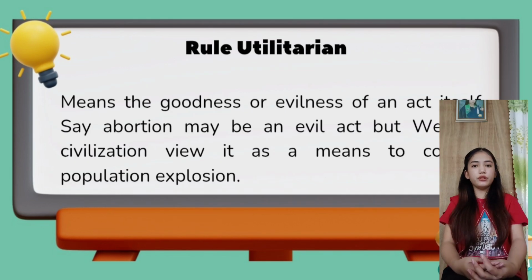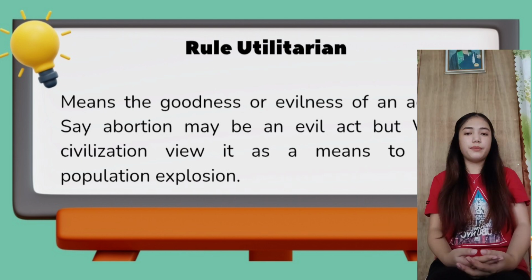The next is the rule utilitarianism, which means the goodness or evilness of an act itself. Say, abortion may be an evil act, but Western civilization views it as a means to combat population explosion. So, an example of rule utilitarianism: there's a rule, do not lie.